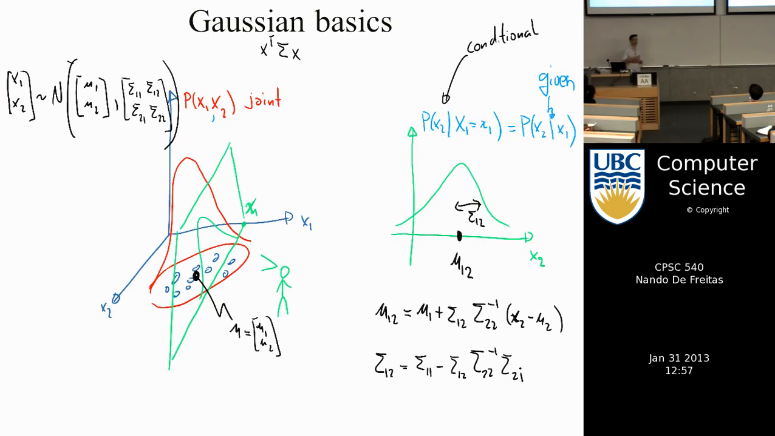What's important is for you to accept that such a theorem exists and to understand what the theorem does for you. The theorem simply allows you to go from a joint distribution to a conditional distribution. So if I tell you this is the covariance of the joint, this is the mean of the joint, and I ask you what's the conditional, you should be able to just apply those two equations to tell me what the conditional is. That's the value of the theorem.